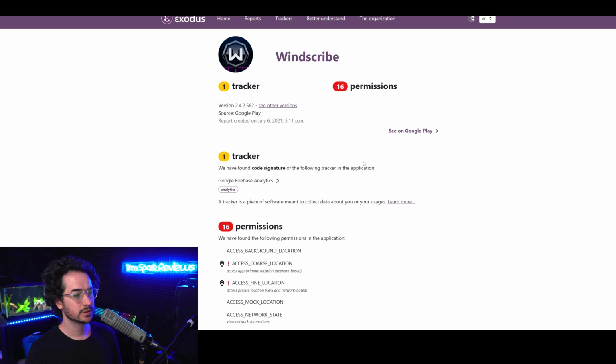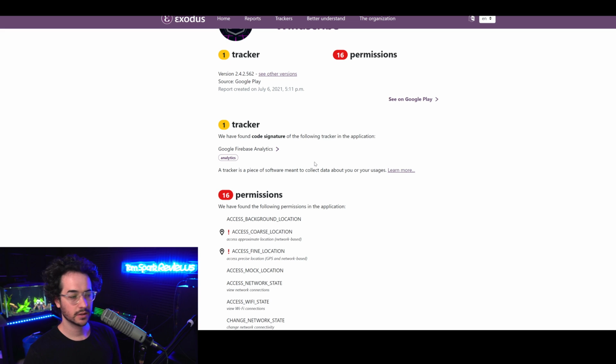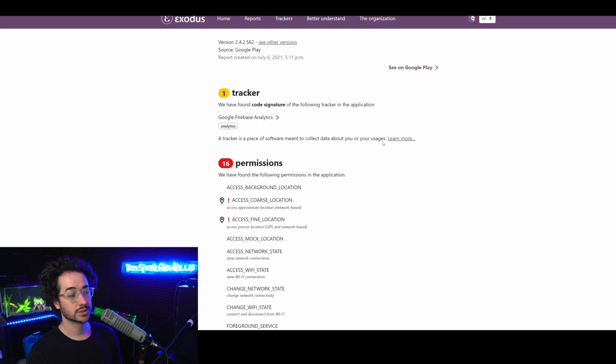In terms of Exodus, we do see that Windscribe is using Google Firebase Analytics for their application. This is kind of standard. A lot of VPNs use this, but still, it could be better. Other VPNs like TorGuard and Mullvad and some other ones so far don't use any trackers, which is nice.